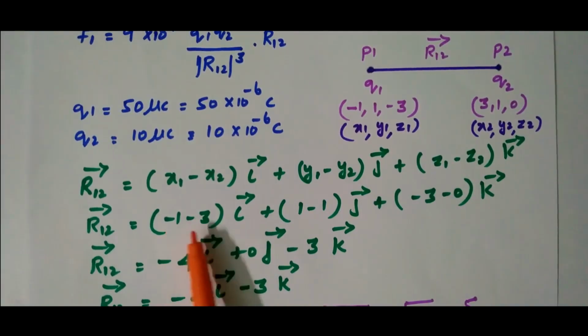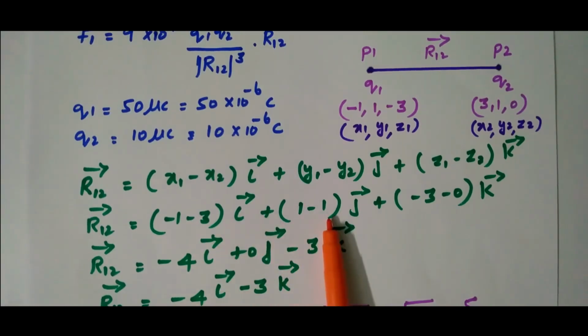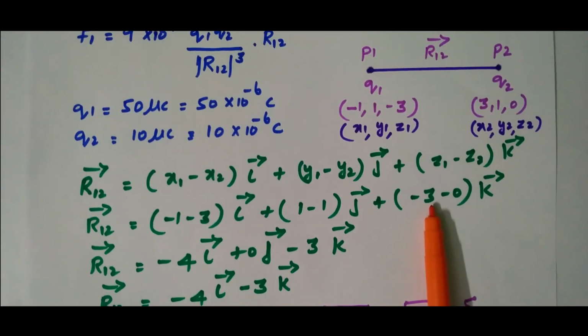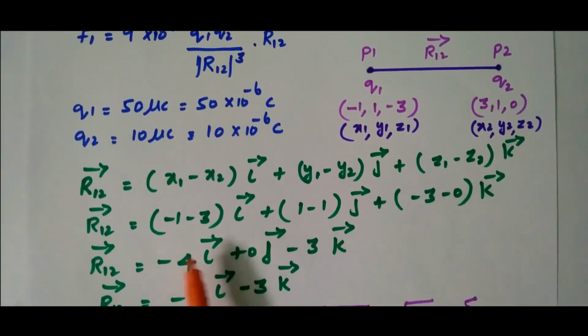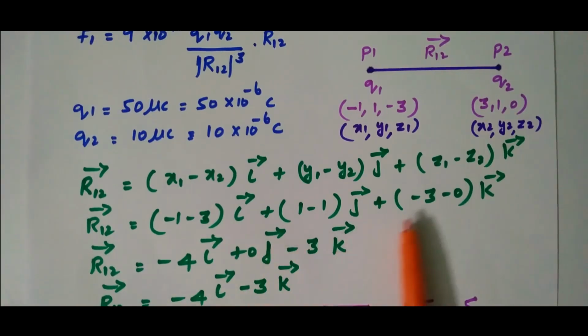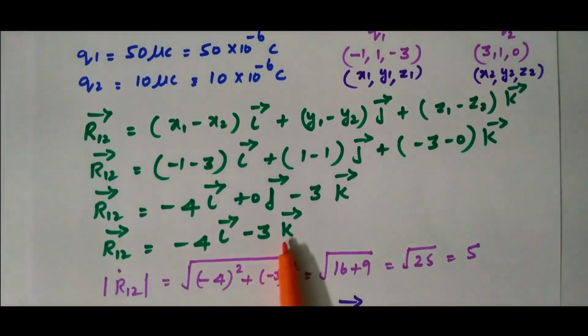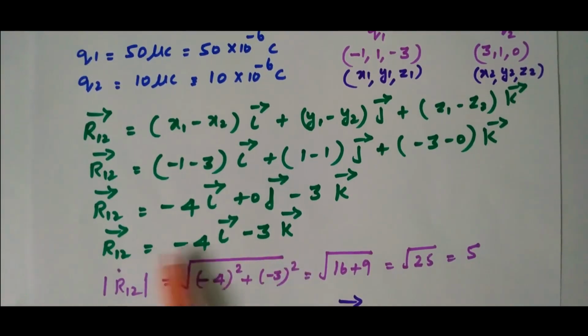x1 is minus 1, x2 is minus 3, y1 is 1, y2 also 1, z1 is minus 3 and z2 is 0. So minus 1 minus 3 becomes minus 4i. 1 minus 1 is 0, so 0j, minus 3k. Right, so finally what we have is minus 4i vector minus 3k vector. Now we got the expression for the r12 vector, minus 4i vector minus 3k vector. So this is the distance vector.